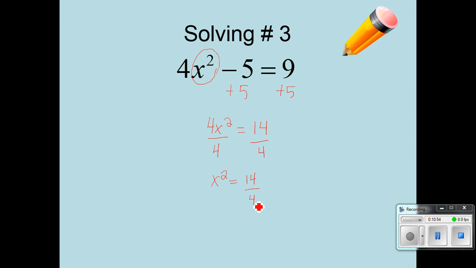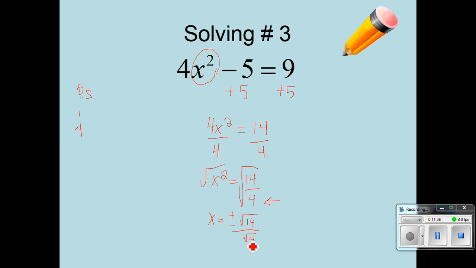I could do one of two things. I could reduce this to 7 halves. But what do you notice about 4? 4 is a perfect square. So if I ever get a perfect square in the denominator, I'm going to leave it. I'm never going to reduce that fraction because when I take the square root of both sides, the square root of x squared gives me x, and this would be plus or minus the square root of 14 over the square root of 4.